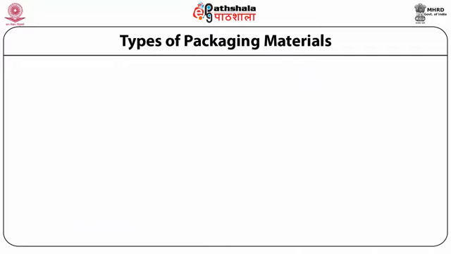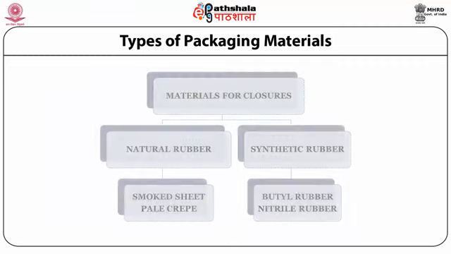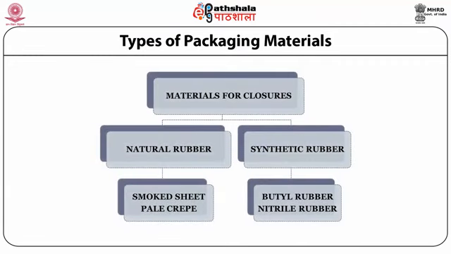Again, this is the continuation of the previous slide. Here we are going to discuss the various materials which we generally use for closure. The materials we generally use for the closure are divided into two. Most commonly, rubber is used for the closure system. This rubber is generally divided into two forms, natural rubber and synthetic rubber.